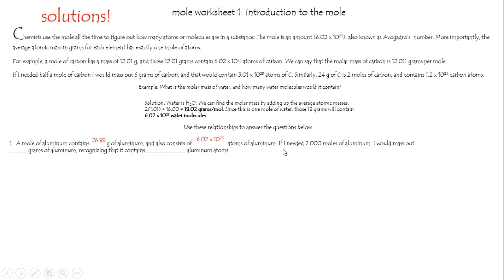If I needed 2 moles of aluminum, note the 4 significant figures. I'd mass out 2 times 26.98 equals 53.96 grams of aluminum, and recognize that since it's 2 moles, it contains 2 times Avogadro's number. Punch that in, you'll see it's 1.2 times 10 to the 24th aluminum atoms. Note the 4 significant figures.